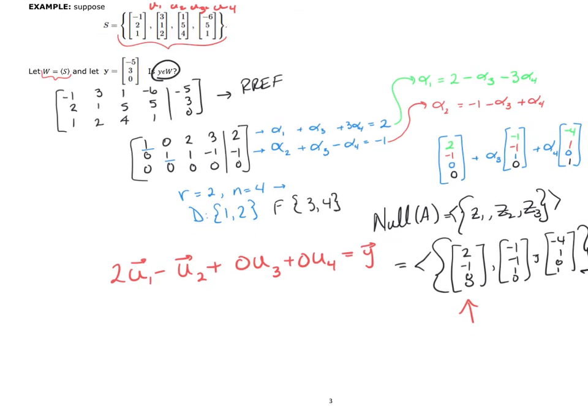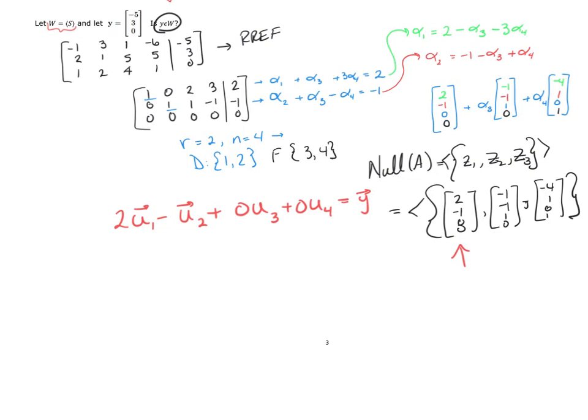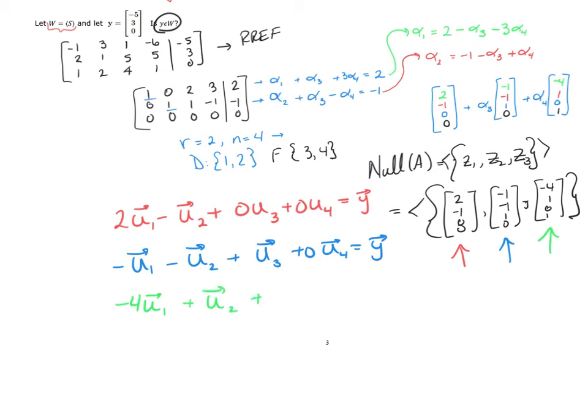Another way in which I can find my y vector is this one, which is negative U1 minus U2 plus U3 plus 0 U4, and this is going to also give me a combination to get me to y. Lastly, looking at this, I have negative 4 U1 plus U2 plus 0 U3 plus 1 U4 is going to give me my y vector.